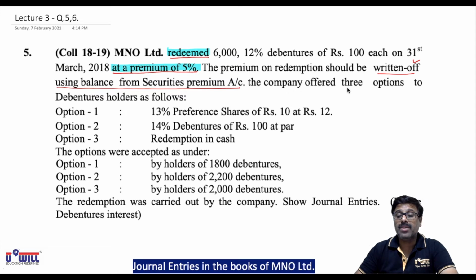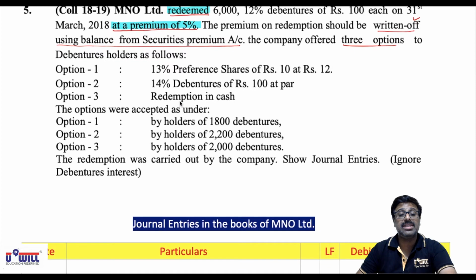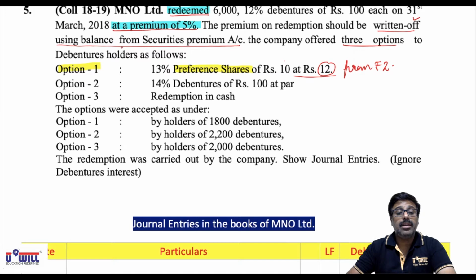The company offered 3 options to debenture holders as follows. As I said, by various options the company is redeeming the debentures. Option 1 is 13% preference shares of rupees 10 each, but at rupees 12. It means we are giving them preference shares at a premium of 2 rupees.